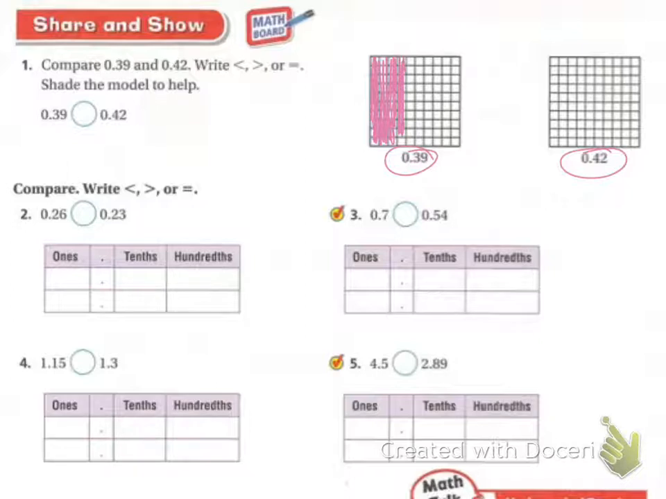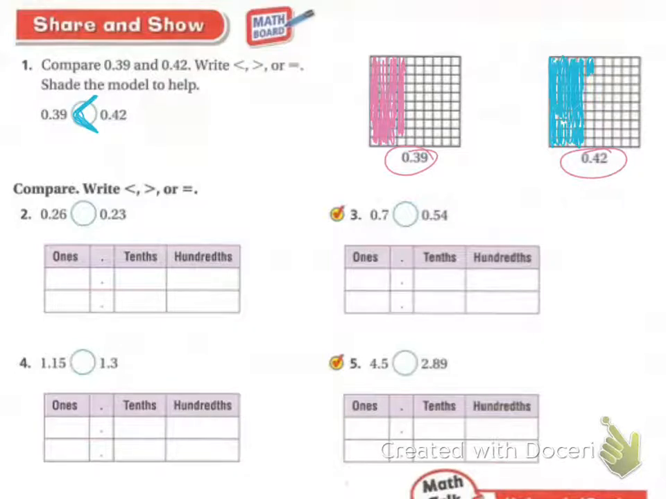And then over on the other side, I need to shade in 42. So here's 40. I'm shading in. Make sure you're copying what I'm doing. And then 2 more. And we can see there, 42 is bigger than 39. So we're going to eat the 42.